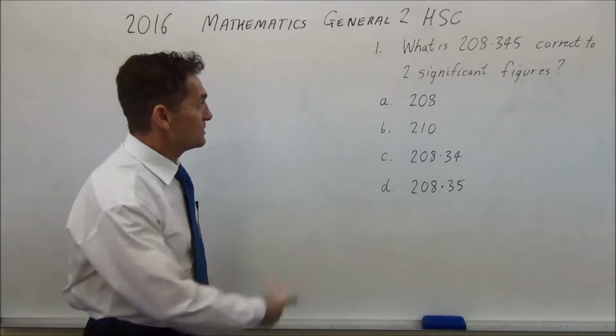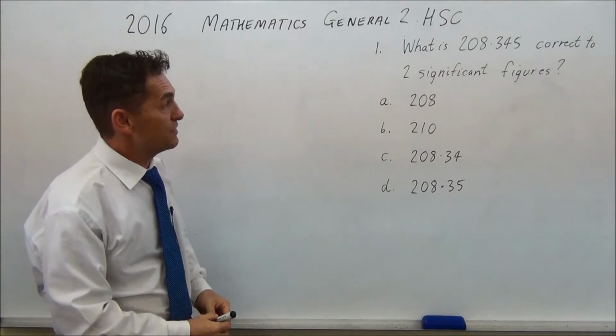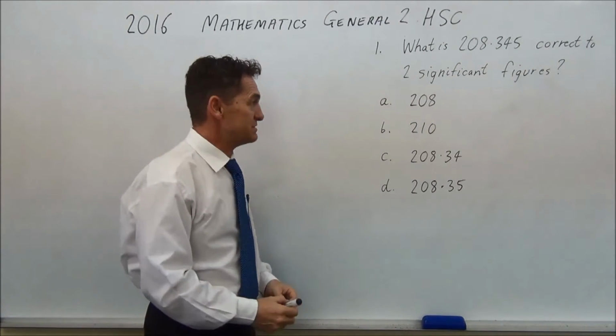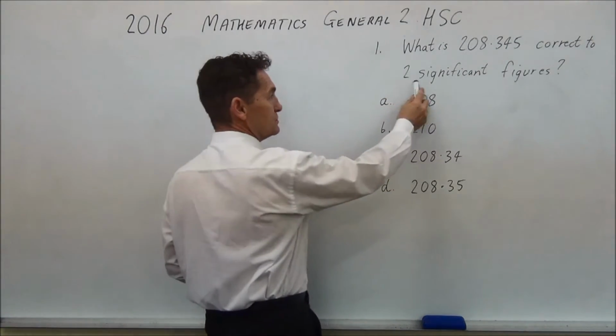Let's get into it. Question 1. What is 208.345 correct to two significant figures? Should be a very straightforward question. You only want two significant figures.